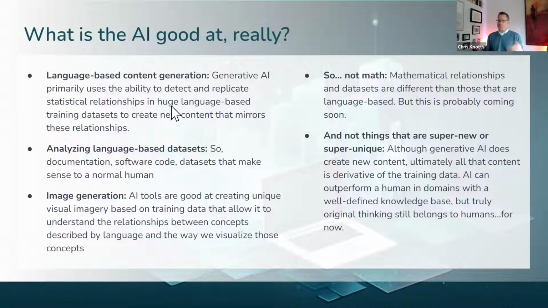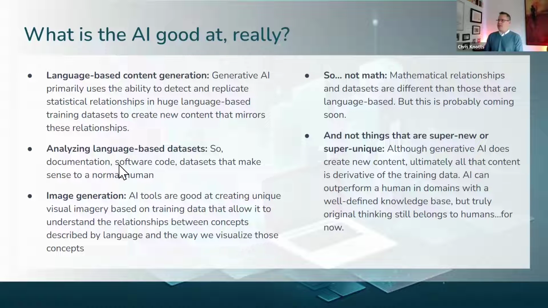So basically, what's the takeaway here? Any use case that involves sort of language-based or semantically based data sets, whether it's language, whether it's code, whether it's some other type of data set that fits this type of description, the generative AI tools are quite good at working with those. So that's thing one. Thing two, analysis of these types of data sets.